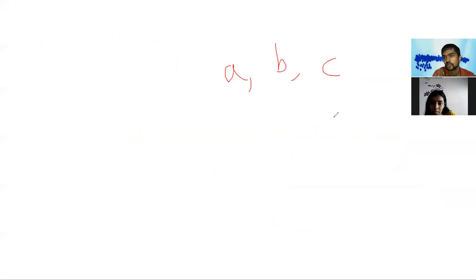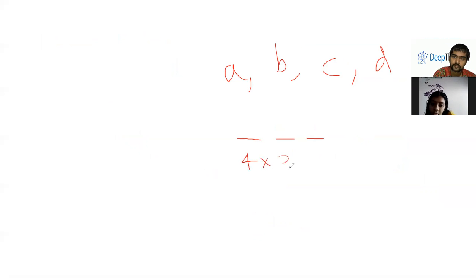Now let's do a simple problem. Let us say I give you ABCD. You have to choose any 3. If I give you 3 places, in how many ways can you fill it? 4, 3, 2. Now, if you chose ABC, in how many arrangements will each of these 3 come? 3 into 2 into 1. So each ABC is counted in 6 different ways.